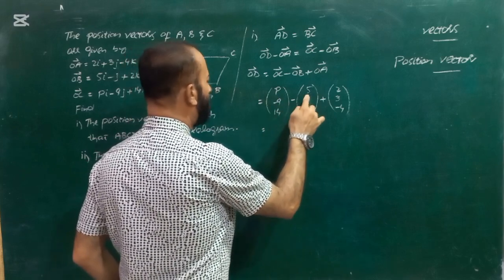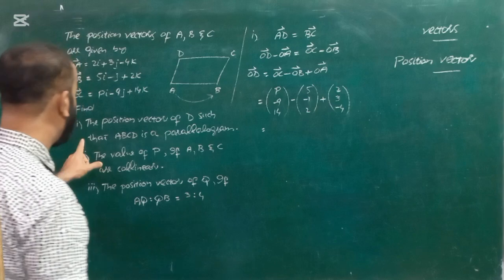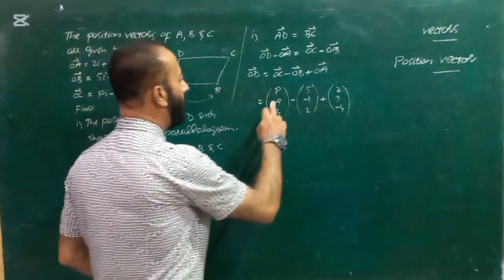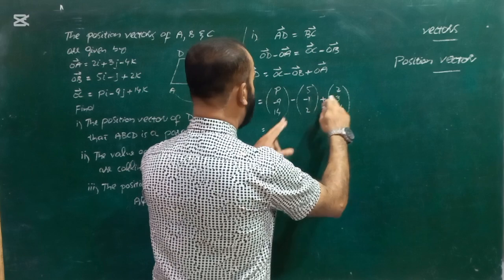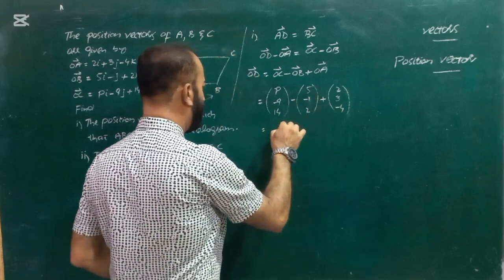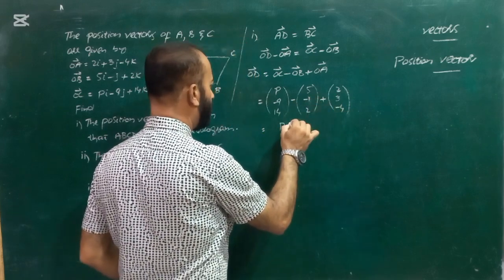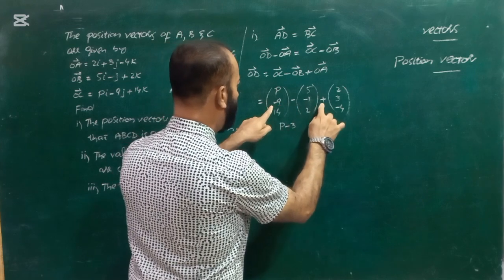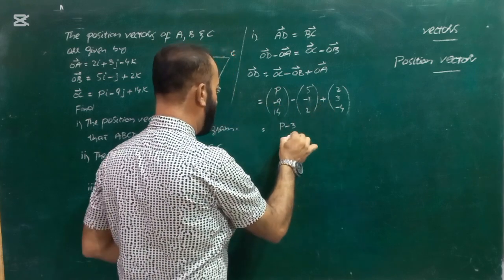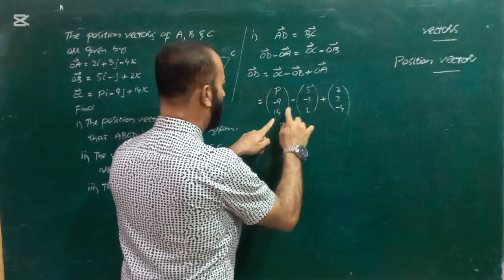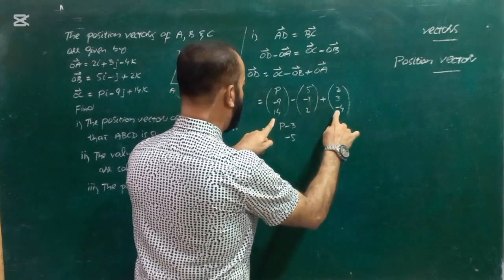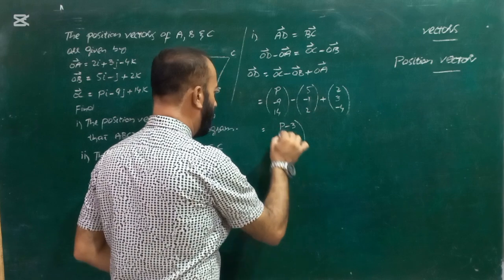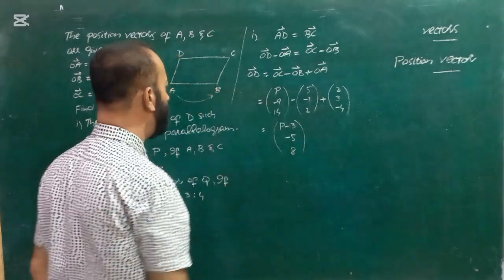So P minus 5, P minus 5 plus 2, so P minus 3, minus 9 plus 1 minus 8 plus 3 minus 5, 14 minus 2 is 12, minus 4 is 8. So this is the answer of first part.